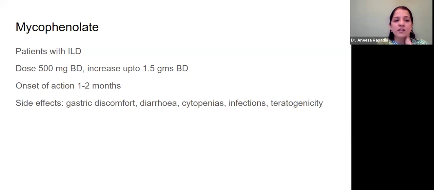We start usually with a lower dose and then gradually build it up. Maximum, we can go up to 3 grams per day. But most patients don't tolerate higher doses. They get a lot of diarrhea, gastric discomfort. That's why it has to be increased very slowly. Infections, again, are a real problem. And ideally, these patients should be vaccinated and looked out for any infection before we start it.